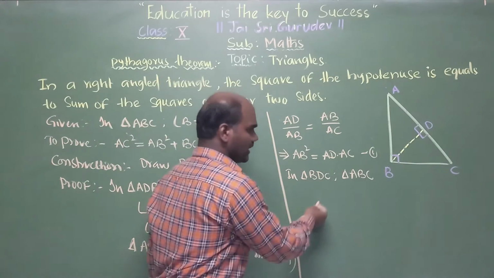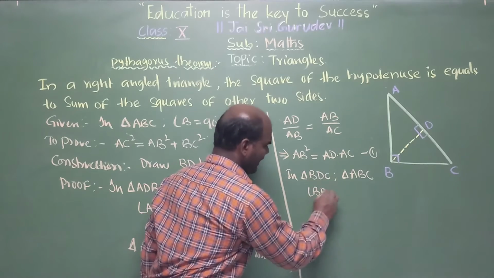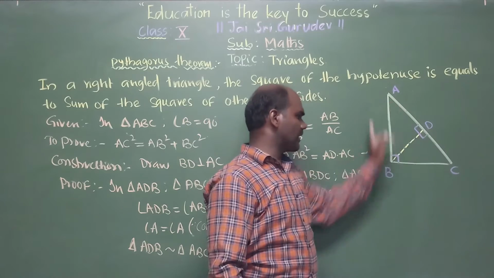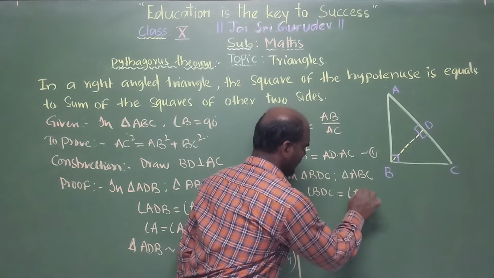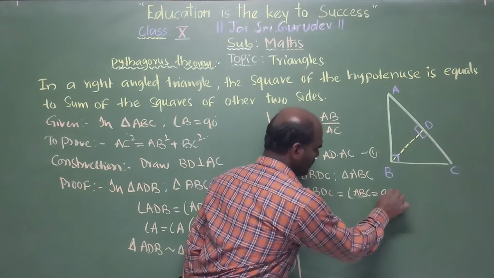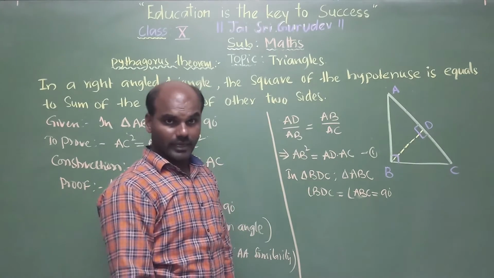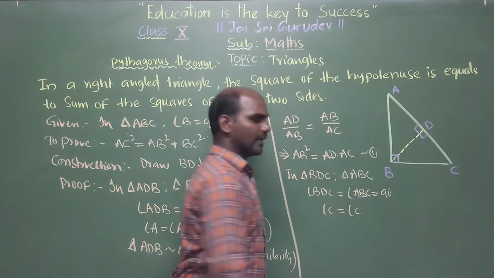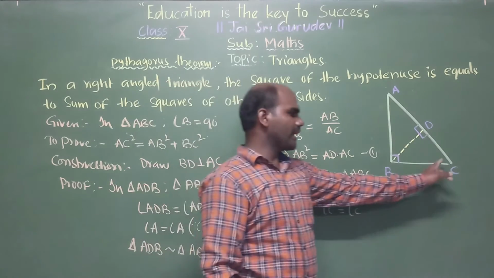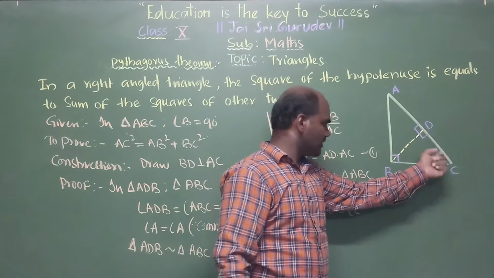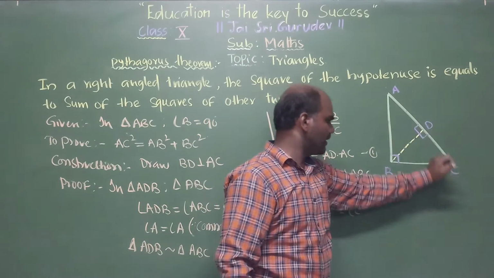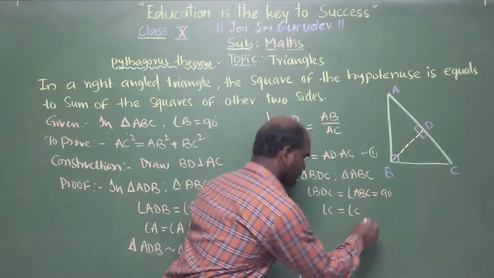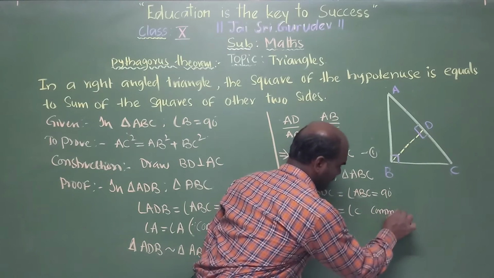In this one, angle BDC is equal to 90 degrees, as well as angle ABC is equal to 90 degrees. Yes or no, student? Then angle C is equal to angle C. This is a common angle: in triangle BDC as well as triangle ABC, angle C is a common angle.